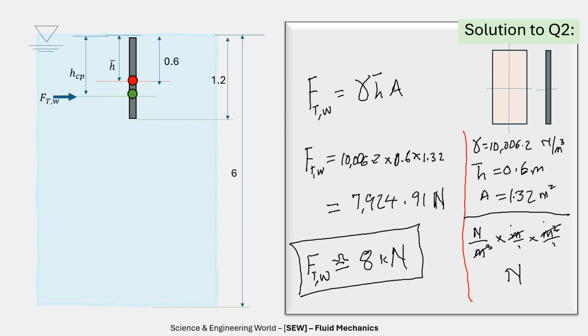Okay, so we now have here 8 kilonewton on the water side, and then the driver is exerting his own 1 kilonewton. With this, we can conclude that the driver can still not push the door open, and he cannot escape unless there is an external force upon the door.